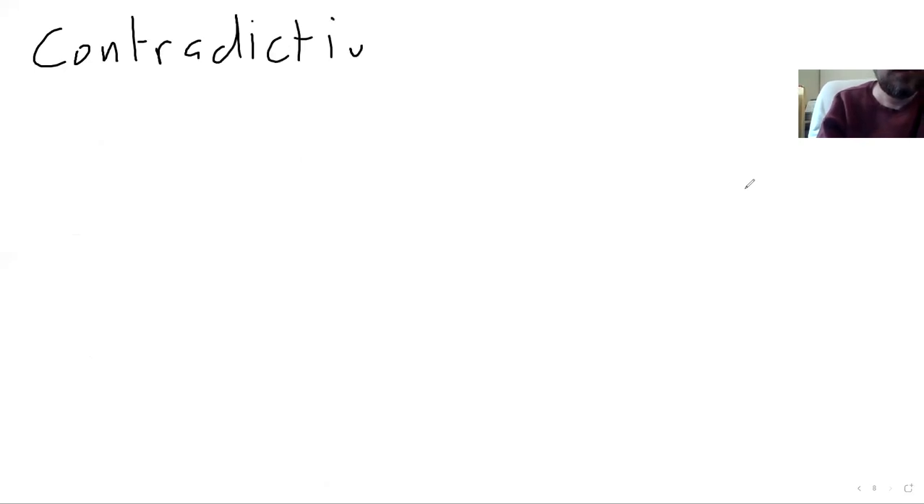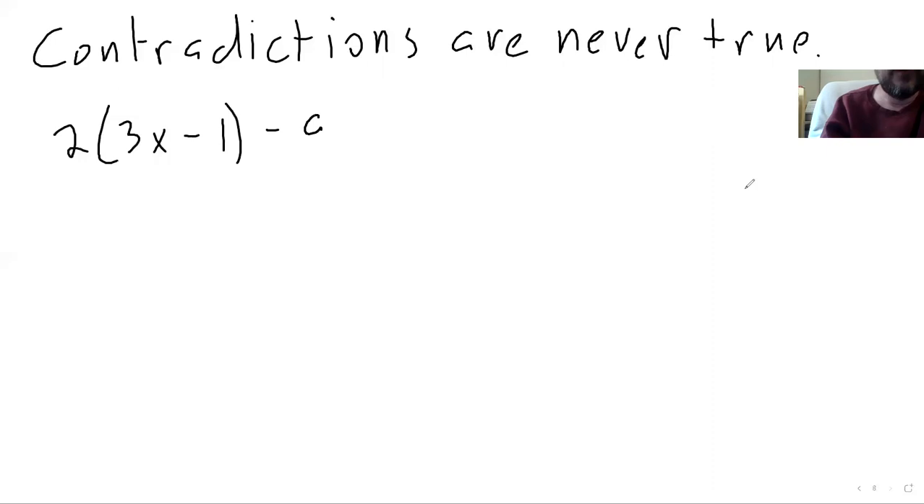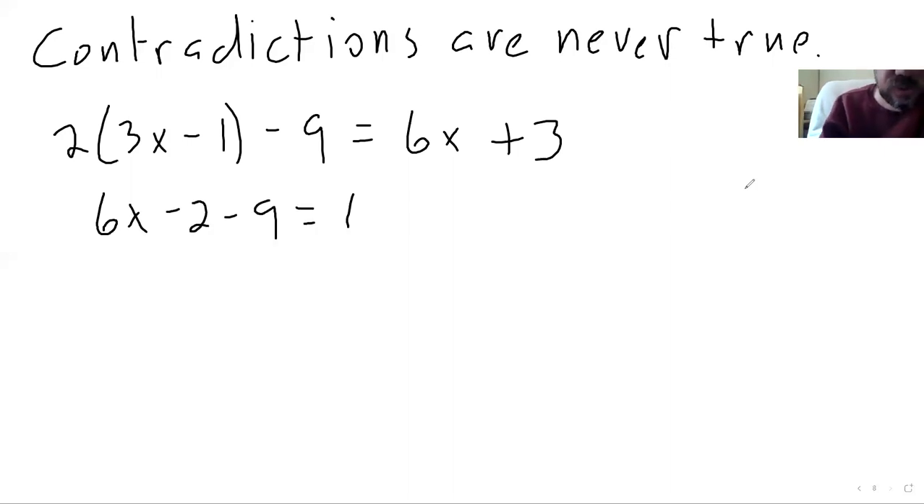Contradictions are never true. So for instance, let's use a very similar looking one. 2 times 3x minus 1 minus 9 equals 6x plus 3. Right, so very similar to the last one. So let's see what we get. Distribute the 2 like before. 6x minus 2 minus 9 equals 6x plus 3. Combine. 6x minus 11 equals 6x plus 3.